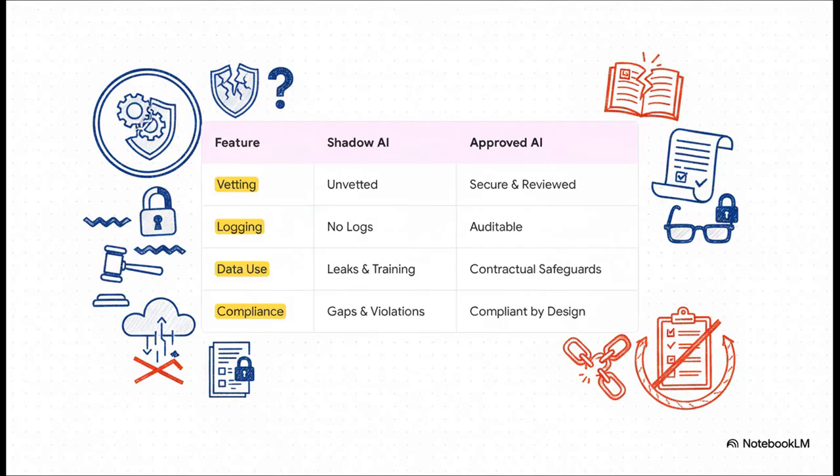And this chart just perfectly illustrates the difference, doesn't it? On one side, you have the unvetted, no logs, leaky, non-compliant world of shadow AI. And on the other, you have approved, enterprise-grade tools. They're secure by design, they're auditable, they're compliant, and they come with contractual safeguards that actually protect your data. It takes all the risk and all the guesswork out of the equation for your employees.